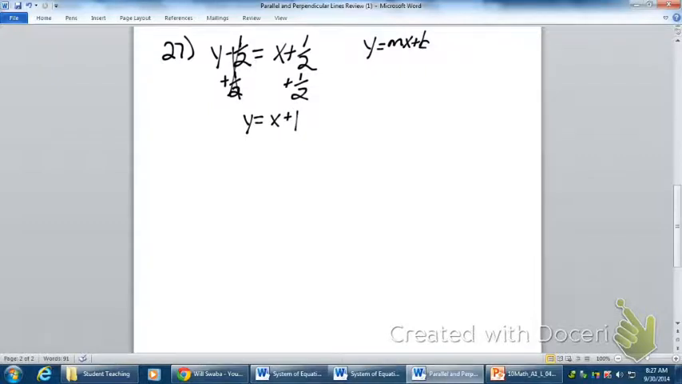Wait, that's the answer to 26. All you're doing for slope-intercept form is solving for y. Okay? Let's do one more.